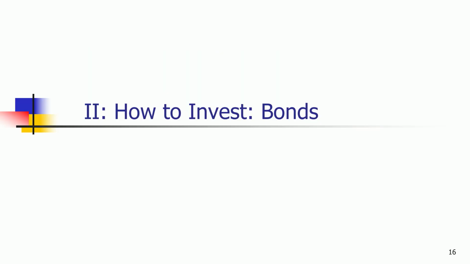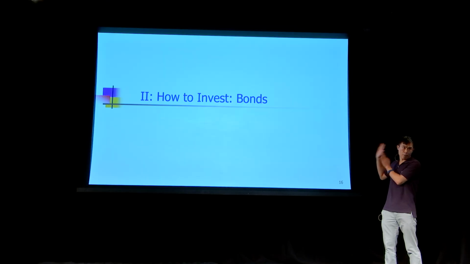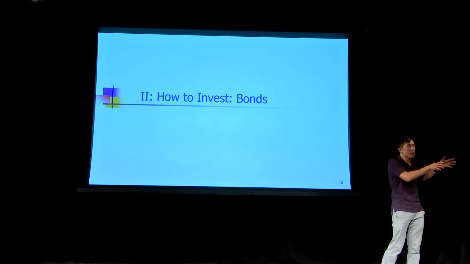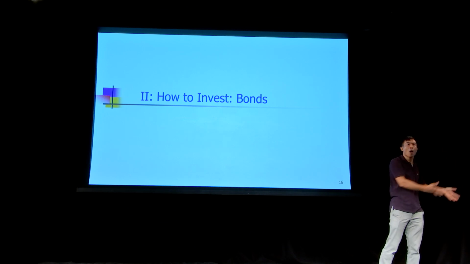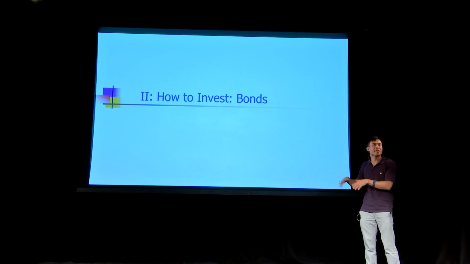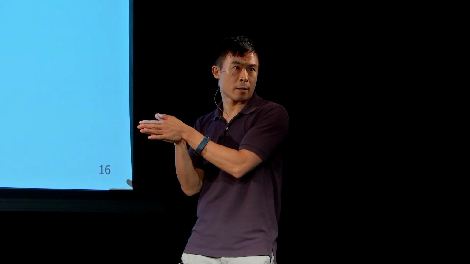Now, the second section I'm going to have is how to invest in terms of bonds. So I've talked about how to save. Saving is just putting your money in a bank account. What is investing? This is buying some securities, and these can be either bonds or stocks and shares. So let me start with bonds, and let me define what a bond is.